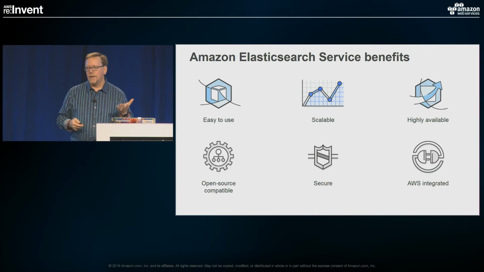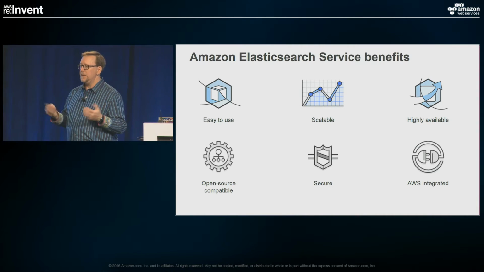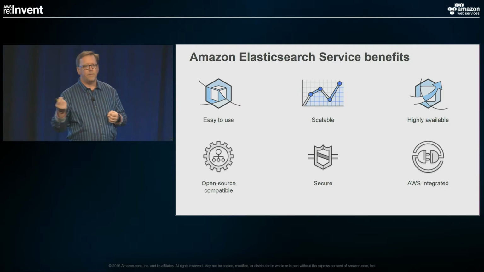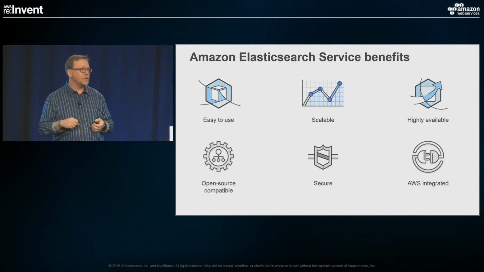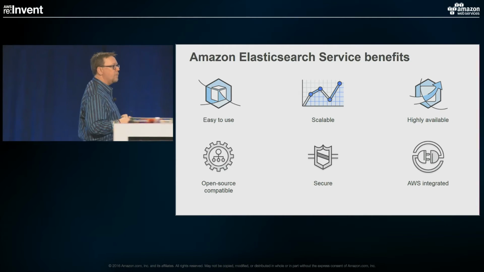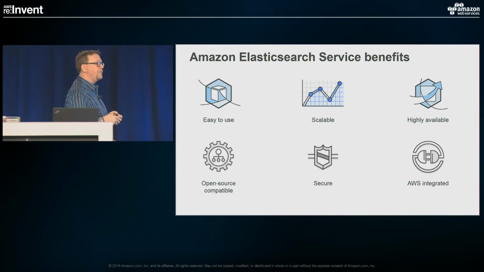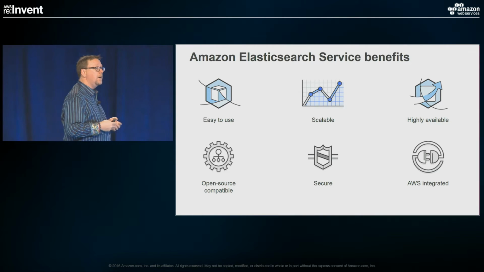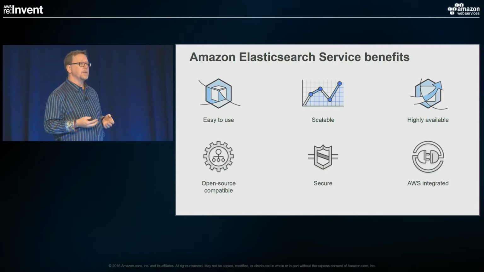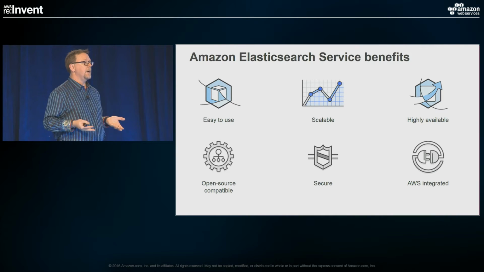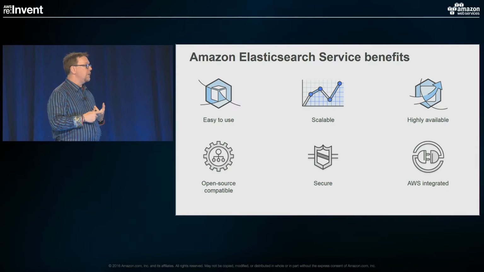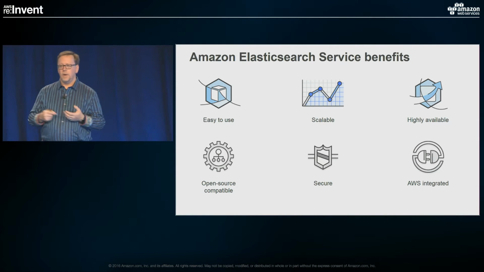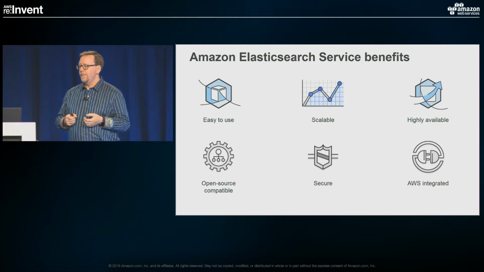We provide, again, that's the scalability. We make it very easy to scale up. We have the zone awareness feature as our highly available feature. We are open source compatible. So this is a guiding principle that we've had really since we started building the service. We wanted to build something that would be a drop-in replacement for an existing Elasticsearch installation. Make it really easy to use. It is compatible with Logstash, and it also, of course, includes Kibana.